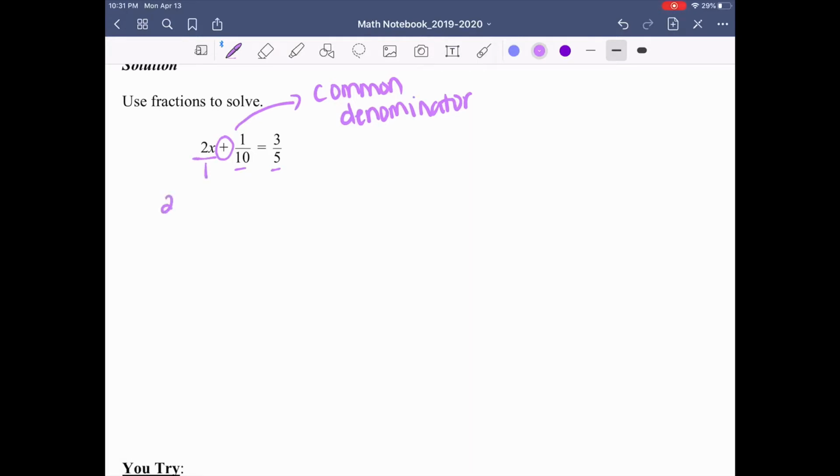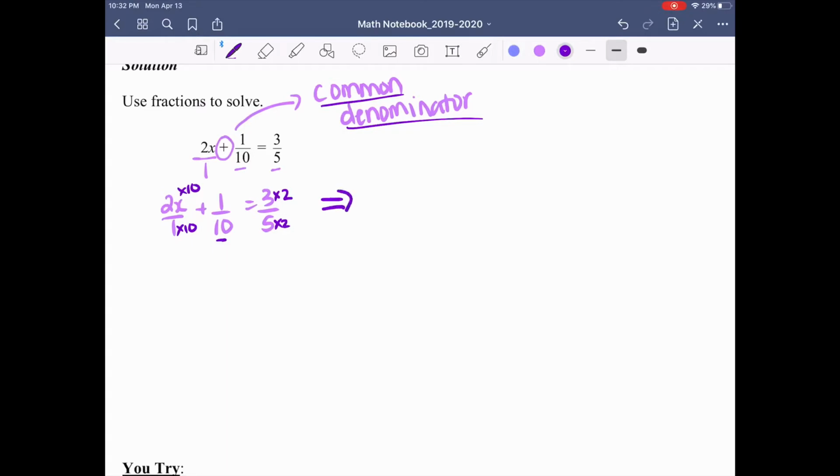So here we have 2x over 1 plus 1/10 equals 3/5. And a common denominator between these three numbers is 10. We can multiply this by 2 to get 10, and we can multiply this by 10 to get 10. Now remember, whatever you do to the bottom, you have to do to the top as well.